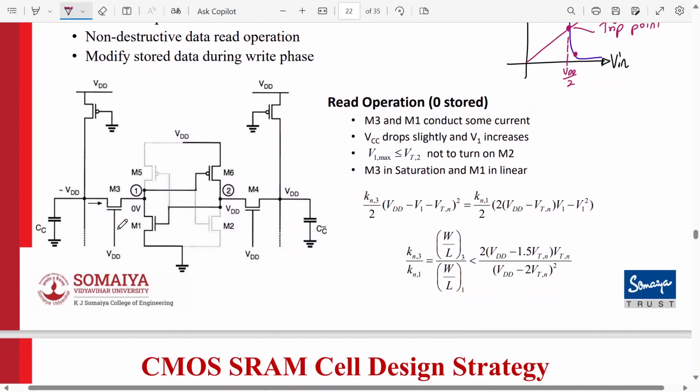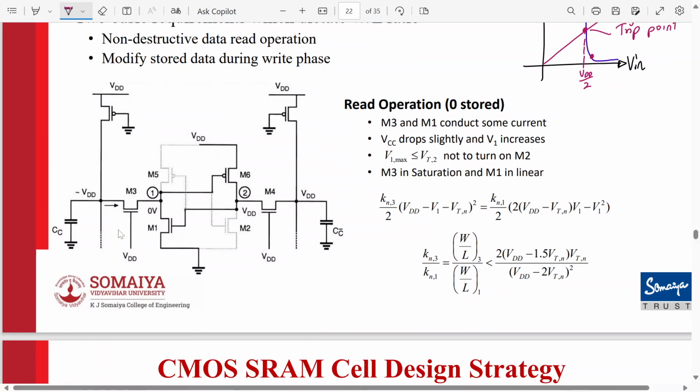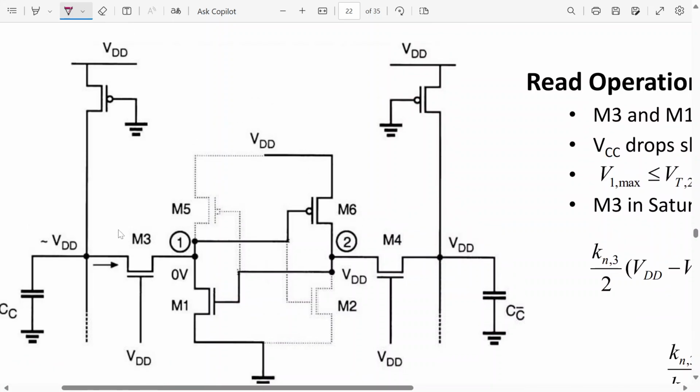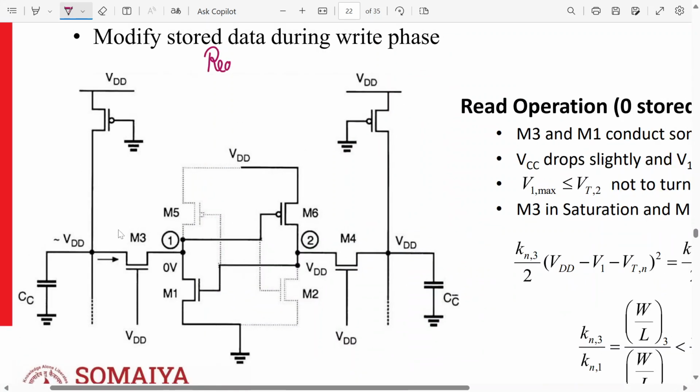Let's go through this operation. This is a read operation. Concentrate on this diagram now. Basically we can say a read 0 operation. So a 0 is stored on Q. This is Q, let's say, and this is QB. So 0 is stored on Q and there is VDD on QB. Okay, this is my bit line. Basically we can call these bit line and bit line bar.